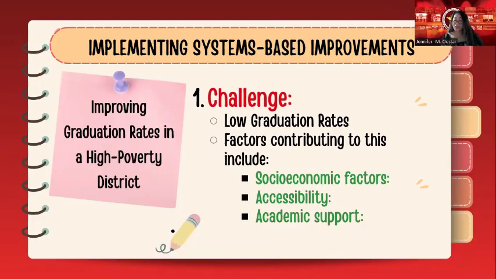Example, poverty, malnutrition, and the need for students to work to support their families causes them to stop schooling. Another factor is accessibility, distance to schools, especially in rural areas, and lack of transportation. Last is academic support, insufficient resources for struggling students, and inadequate learning environment.